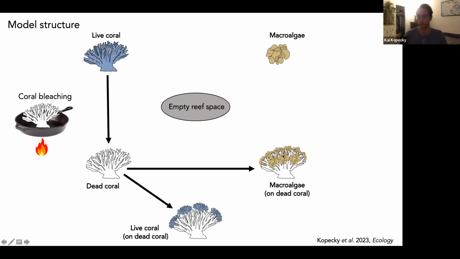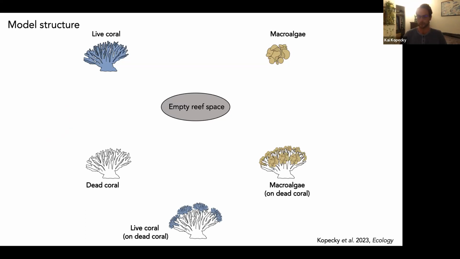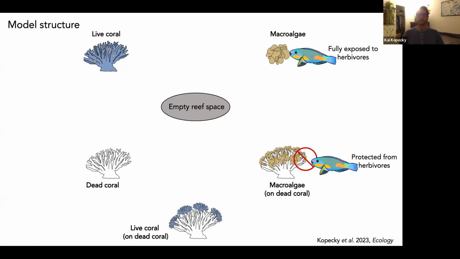What's important about the macroalgae and where they grow, like I showed you before, is that the algae that grow on the dead corals are protected from those important herbivores. So they actually have a sort of refuge by growing inside the branches of those dead coral skeletons. So I used this model and did a lot of stuff with it. The only thing I want to show you from it is how you can forecast or model the trajectory of recovery over time.